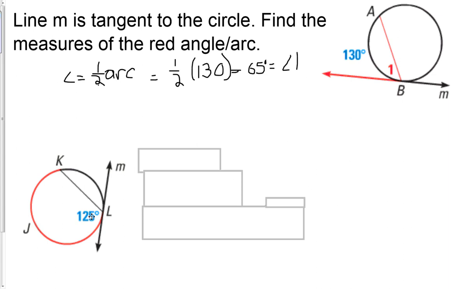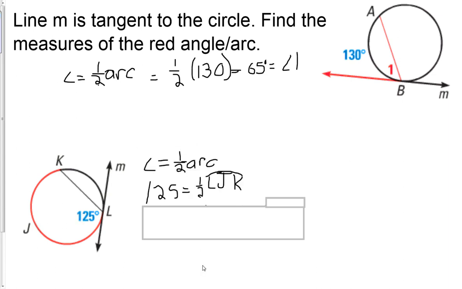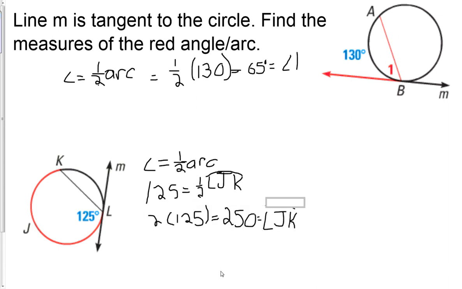Next, we've got angle equals half arc. The angle this time is 125. So 125 equals half of LJK, and we're going to multiply both sides by 2 to get 2 times 125, which is 250, equals arc LJK.